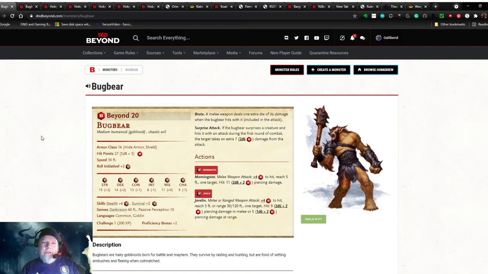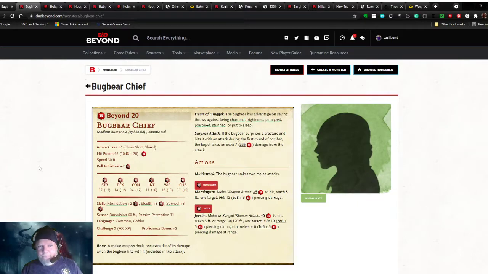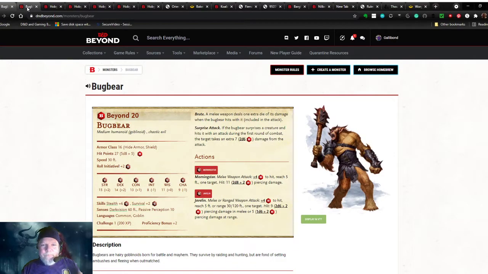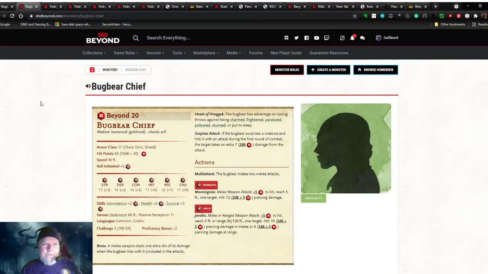We have the run-of-the-mill bugbear, who is a CR1 creature, AC 16, 27 hit points. Then we have the bugbear chief, kind of like you have a goblin boss. You have a bugbear chief. Now, that is a CR3 monster, and it's armor class 17, 65 hit points. And these are just pretty much two variations of the bugbear, one a little bit tougher than the other.